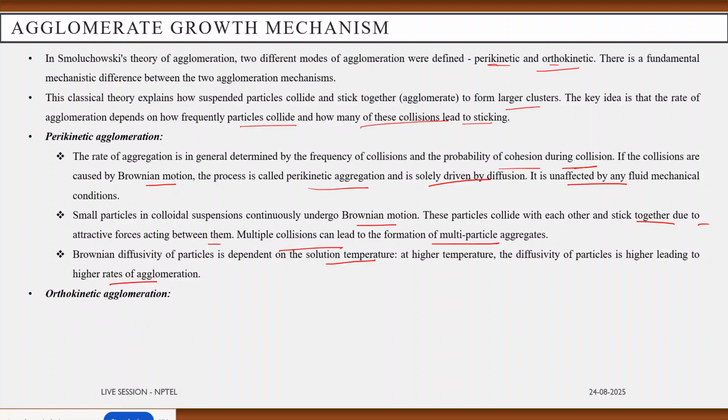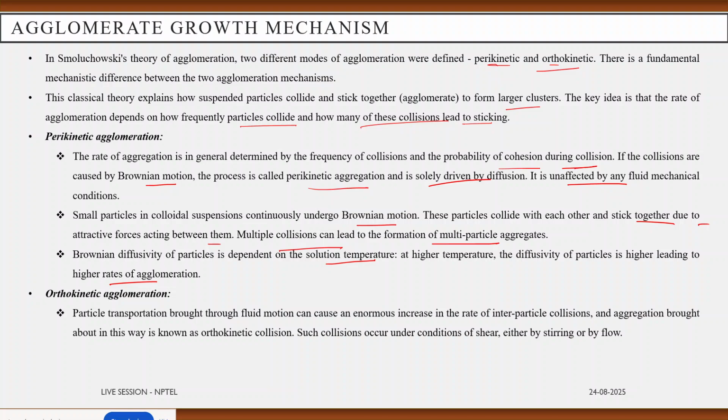The second one is orthokinetic agglomeration, where particle transportation brought about through fluid motion can cause an enormous increase in the rate of interparticle collision. An aggregation brought about in this way is known as orthokinetic collision.